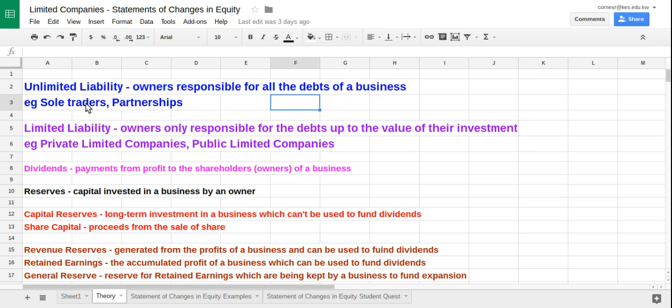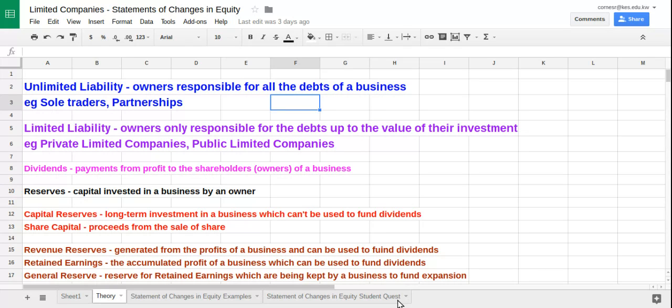The big difference between a limited company and any other type of business we've dealt with is something called unlimited or limited liability. Unlimited liability says that the owner is responsible for all the debt of the business. So if I'm a sole trader and I have a business and my business ends up stopping trading and owing $20,000 to various creditors or people who've lent the business money, I will have to sell my house to make good those debts.